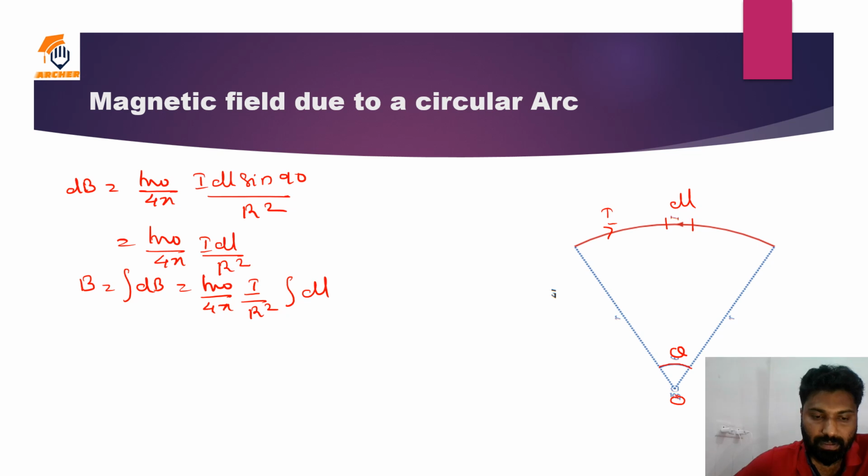So this will be mu 0 by 4 pi. What is integral dl? That is L only. I by r square into L will come.